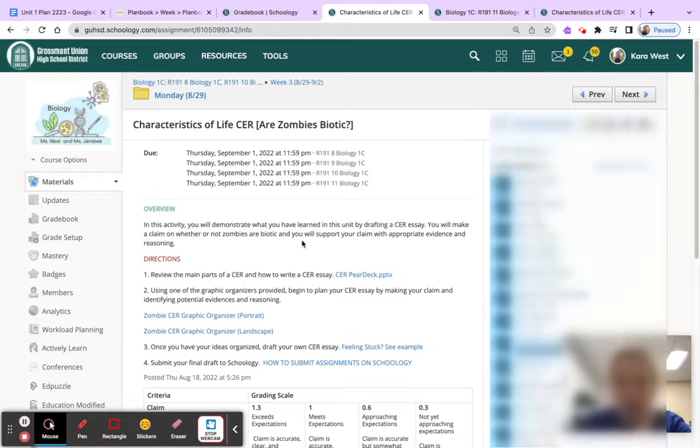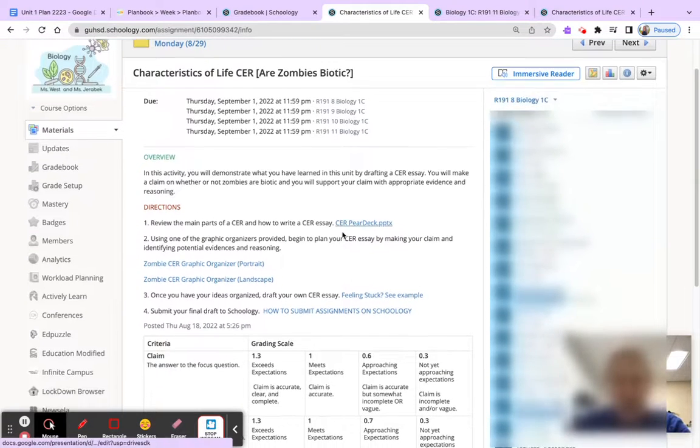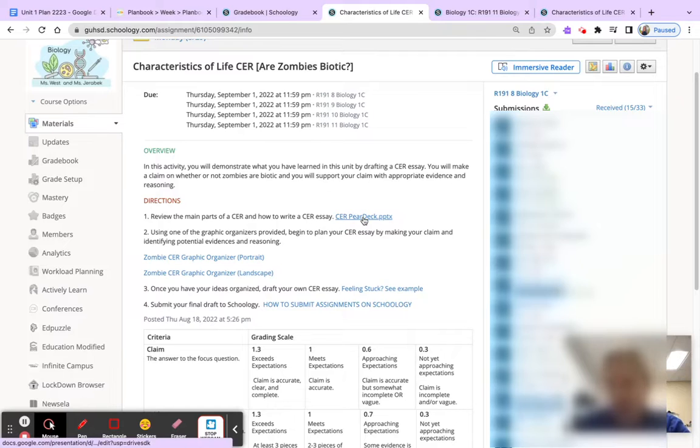So, if you recall, we were studying the characteristics of life. There are 7. And in order to be considered biotic, whatever the organism is or the thing you're talking about has to meet all 7 of those characteristics. So, in this assignment and on the day, we did a Pear Deck that went over what a CER was, and that was the one with the commercial with the girl thinking her father was an alien, and the picture of the kid falling out of the tree into the pond.